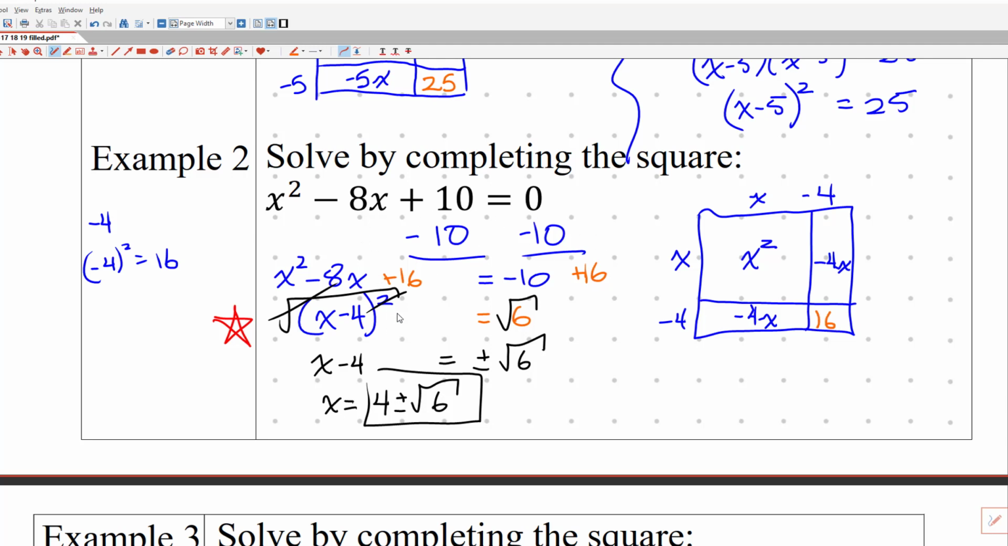And then from there, it's just pure algebra, just solving. The cool trick is this square is represented by x minus 4 times x minus 4, or x minus 4 squared. So kind of cool there, but nothing too fancy.